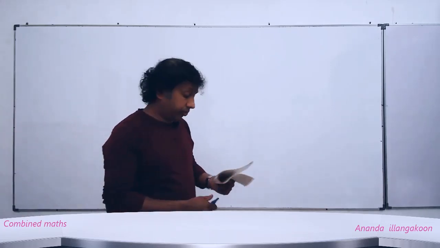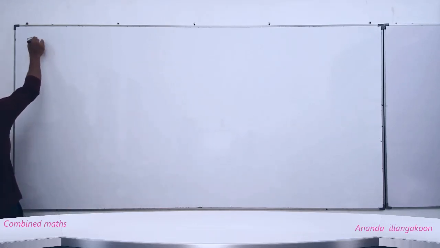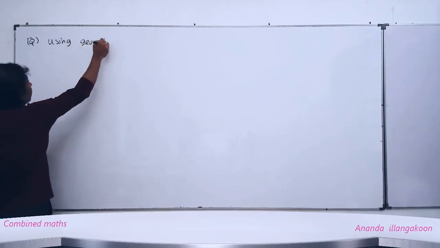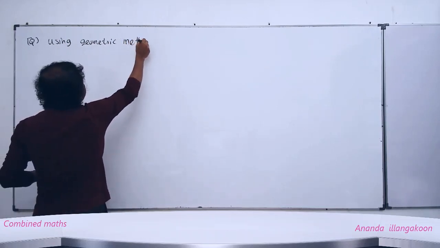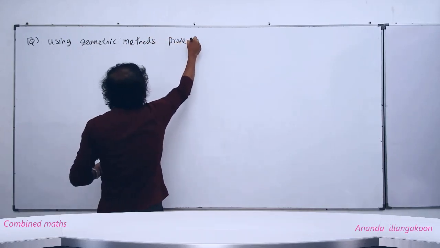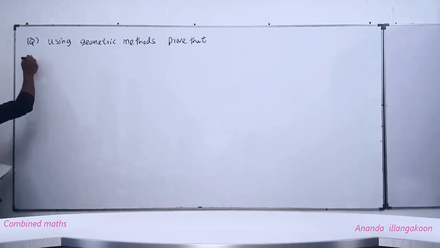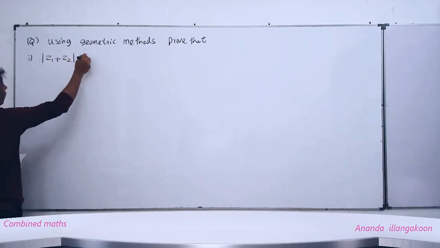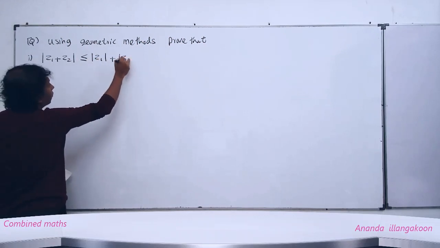Right. So then today the very first part is, write down as a question, we'll write like this. Using geometric methods, prove that mod Z1 plus Z2 is less than or equal to mod Z1 plus mod Z2.